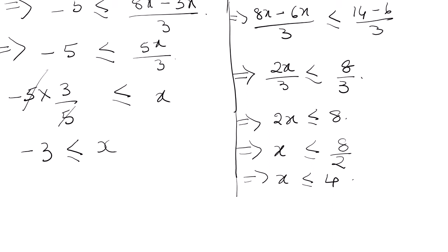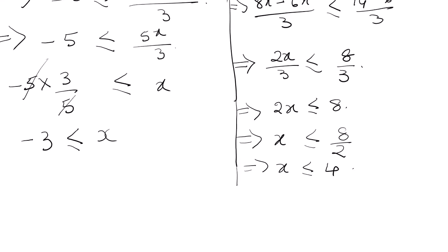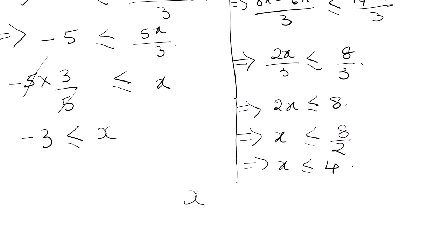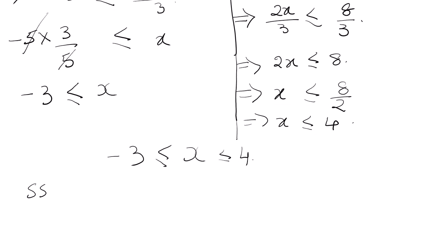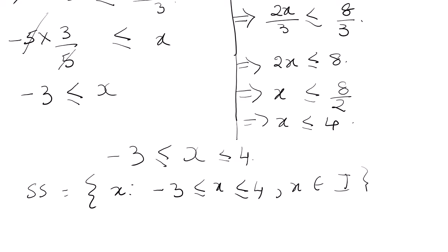Okay. So now if you combine this result, x is greater than or equal to minus 3 and less than or equal to 4. So the solution set is the set of all x such that minus 3 less than or equal to x less than or equal to 4, x belongs to integers.